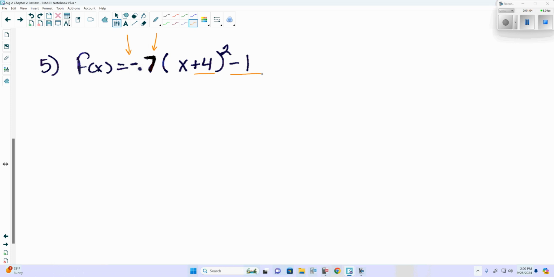Most likely, the most that any of the ones on the test will have is 3. It's not going to have 4. It'll only have 3 at most. The negative, if there's a negative where a should be, we're talking about a reflection across the x-axis, because the negative is purely talking about the reflection and nothing else. The 0.7, the number here, is talking about the vertical stretch or shrink.